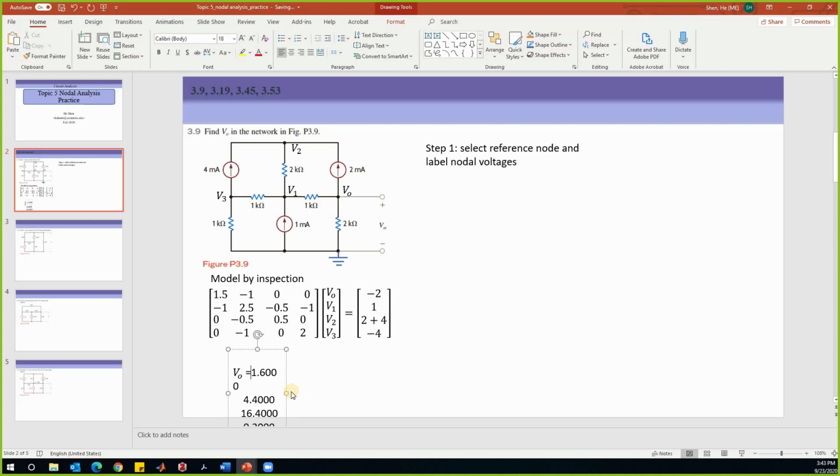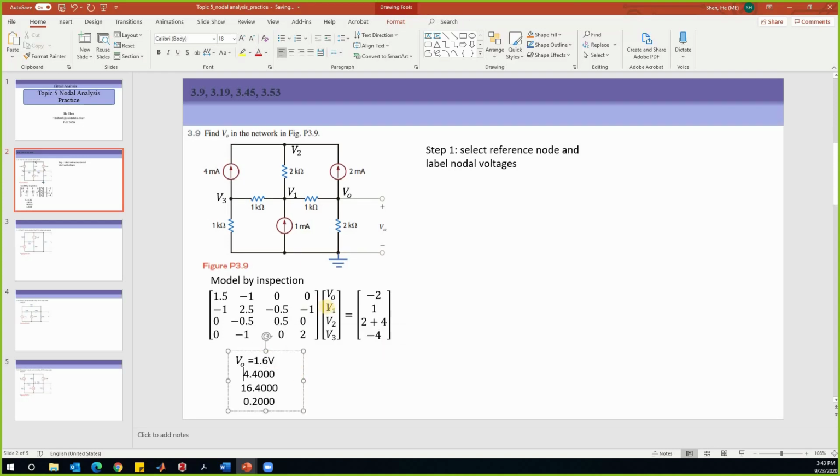V0 is equal to 1.6 volts. V1 is equal to 4.4, and V2 is equal to 16.4, and V3 is equal to 0.2. So this is the way we solve this problem by using nodal analysis by inspection.